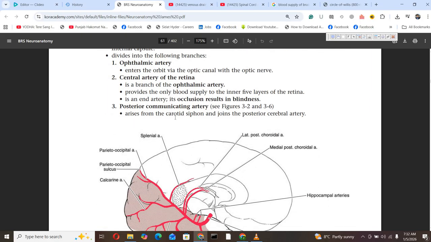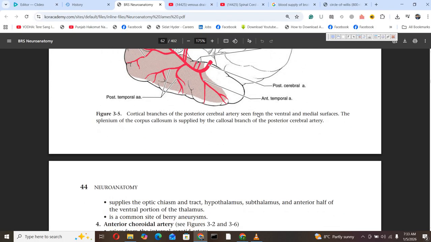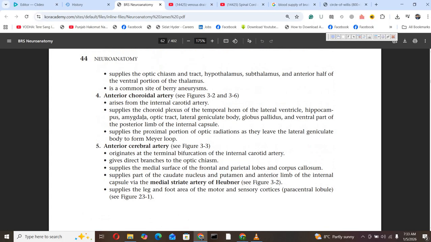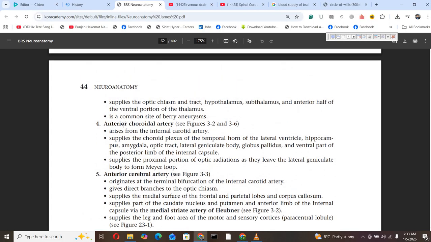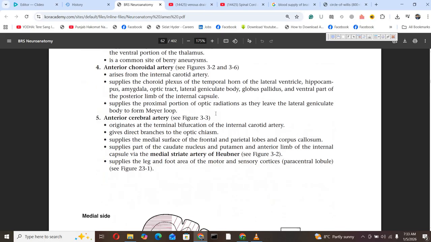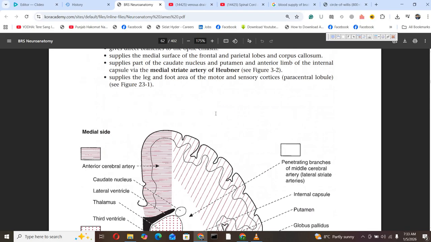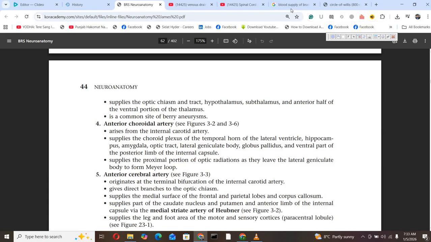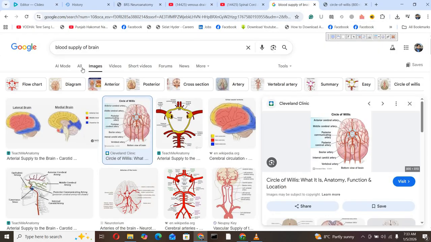The posterior communicating artery arises from the carotid and joins the posterior cerebral artery. And after it come the anterior carotid artery and anterior cerebral artery. Let's have a basic overview of the functions of both these arteries. Anterior carotid artery.